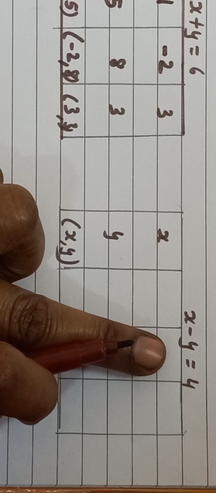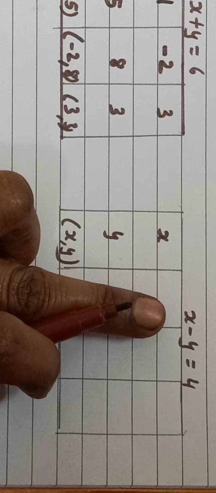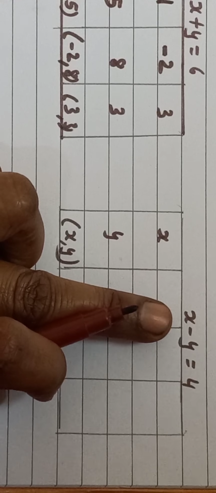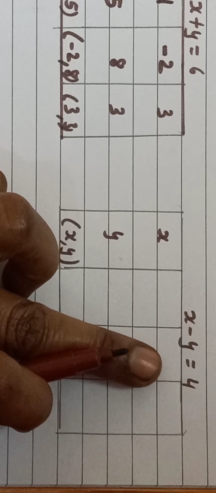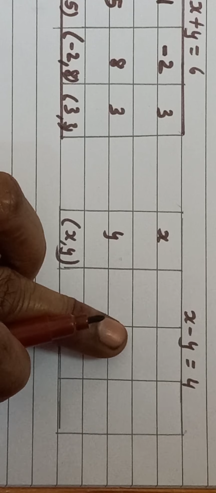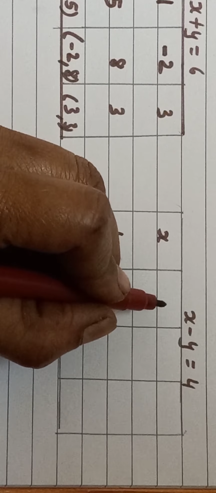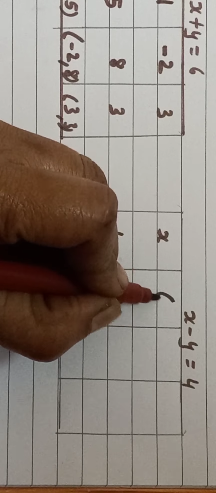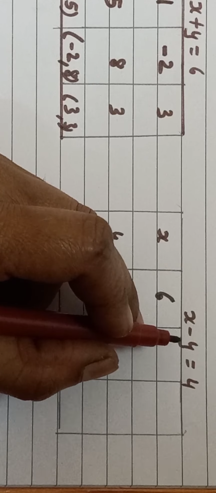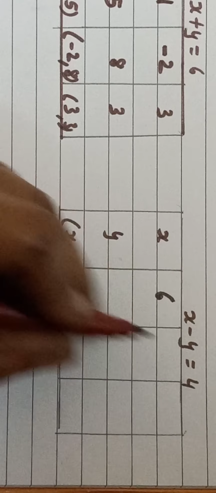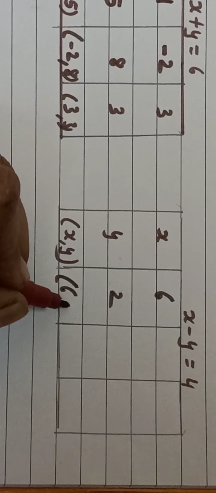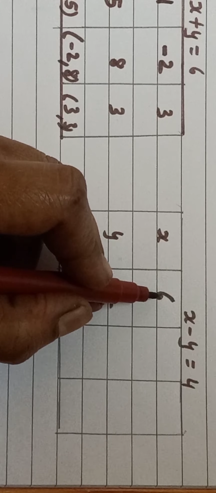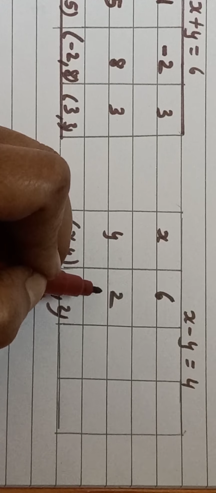x minus y is 4. So you have to take the difference between any two coordinates, x coordinate and y coordinate. The answer should be 4. So if I am going to take, say for example, I'll take x as 6. So what will be y? 6 minus 2 is 4. So you can take y as 2. On your own, you have to take x coordinate and you will get the y coordinate.